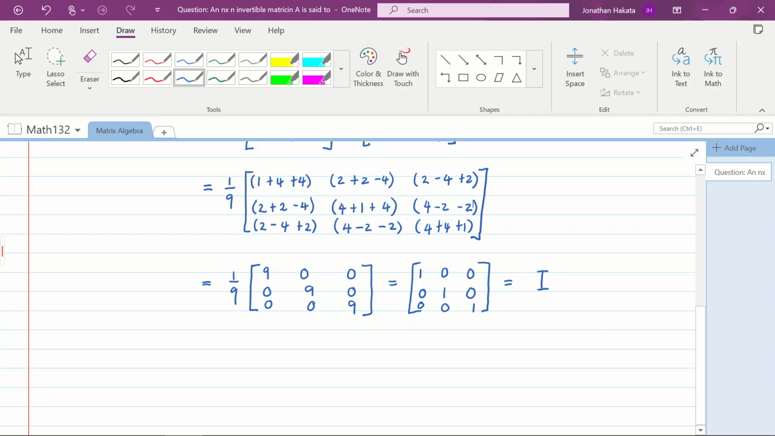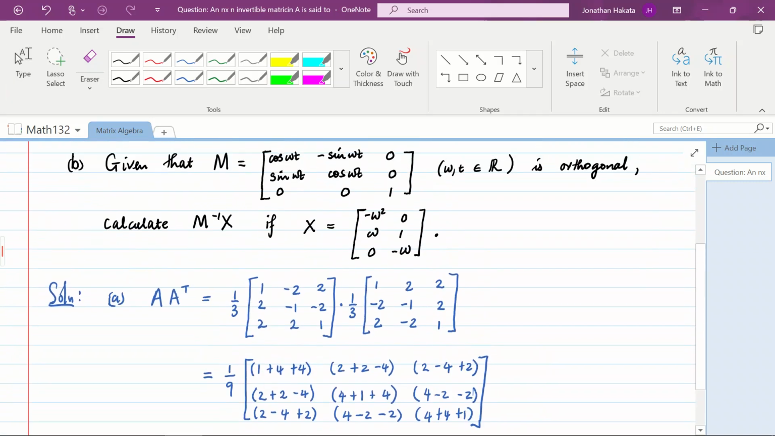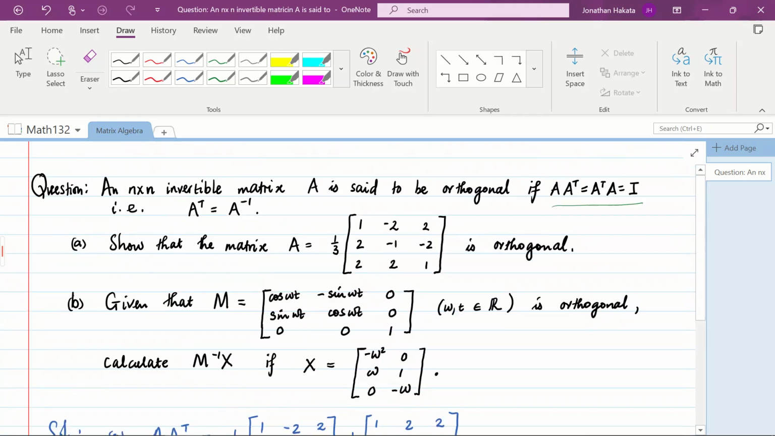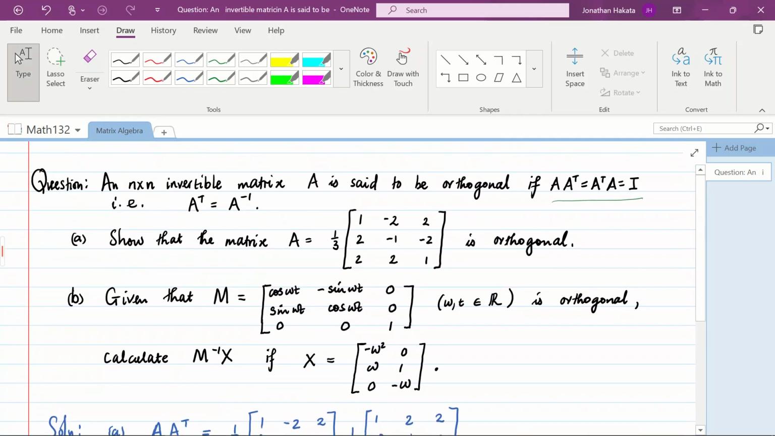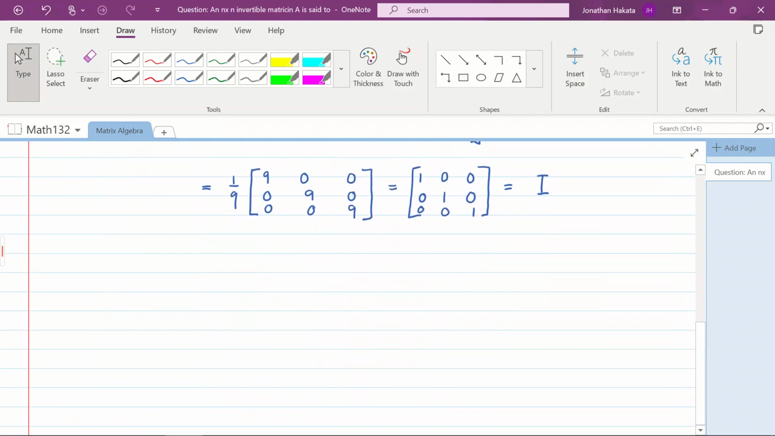So we have calculated one end of this definition to say A times A transpose should give us I. So let's calculate A transpose times A and see if we can recover I. So let's do that.